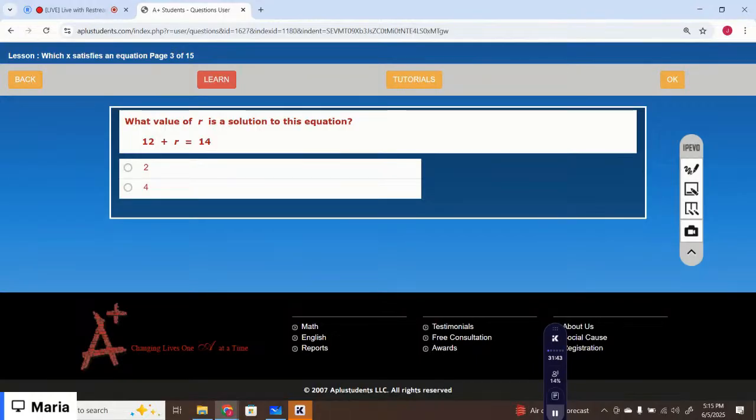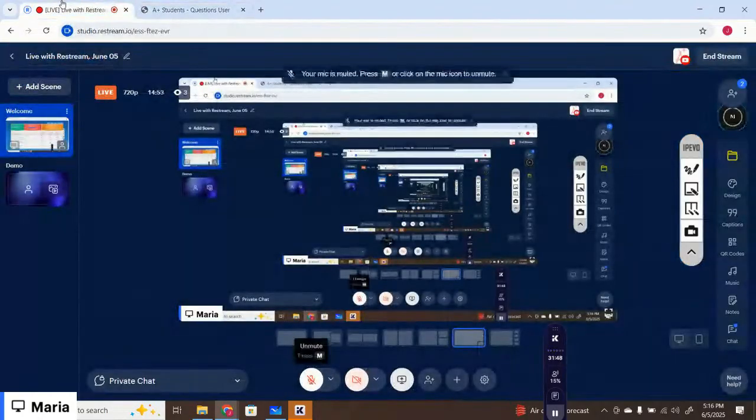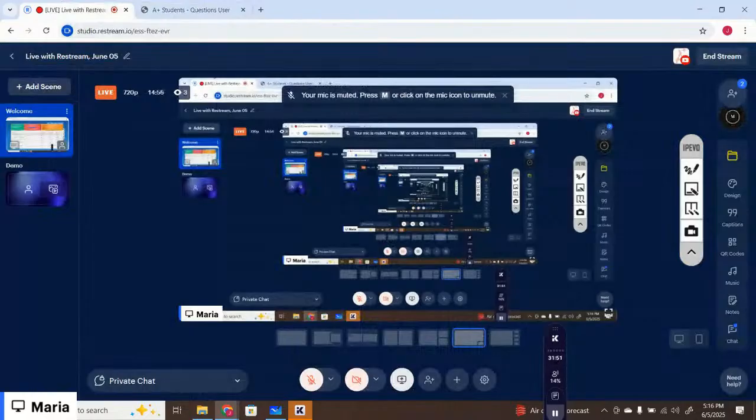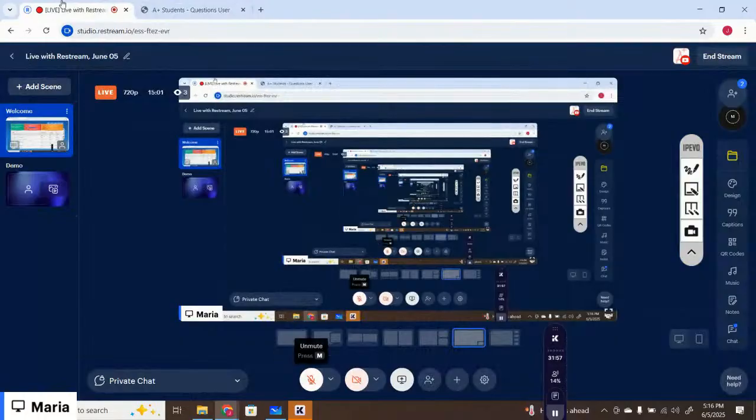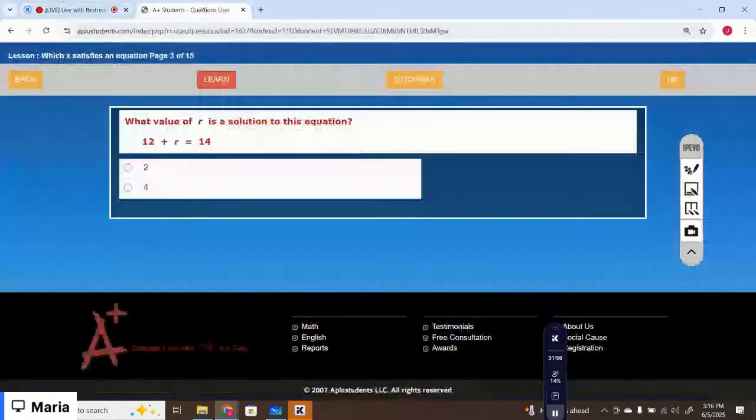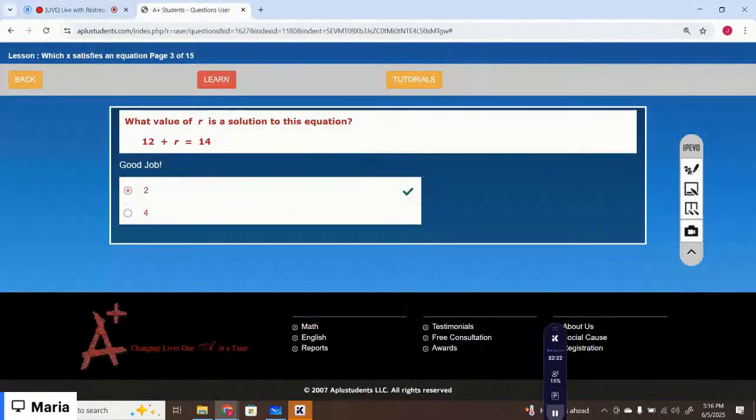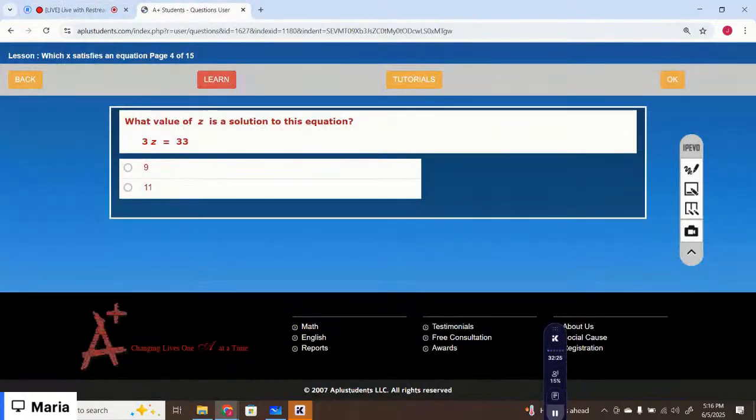What value of r is a solution to this equation? We need to find the value of r. So 12 plus r equals 13. What is the value of r, which is the correct option? The correct option is 12 plus 2 is 14. So option number 1 is the correct option. r is equal to 2.